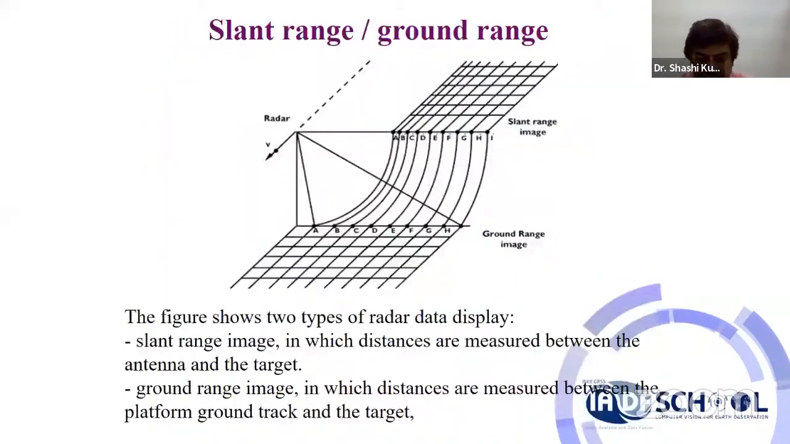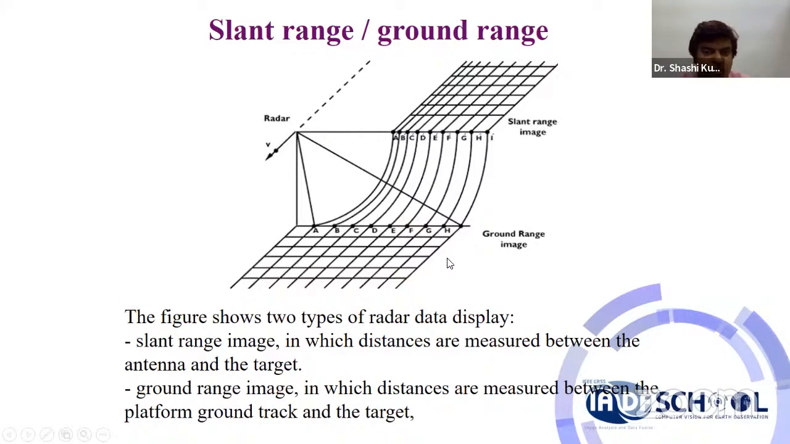Now, we have seen that all the SAR sensors are side-looking radar sensors. SAR sensors move in the azimuth direction, that is the direction of flight, and they transmit electromagnetic pulses in the range direction. Suppose the ground targets are represented by the points A, B, C, D, E, F, G, H. So the swath of the data set is from A to H, where A is the near range and H is towards the far range. I is also there.